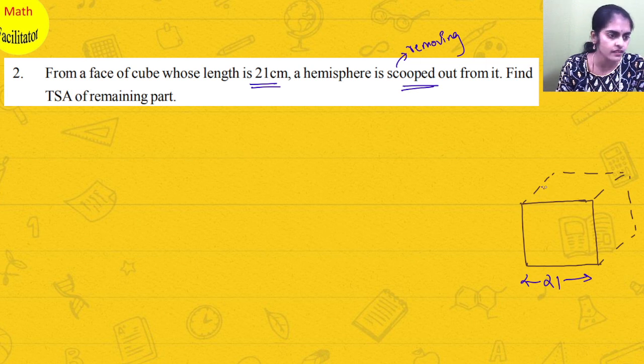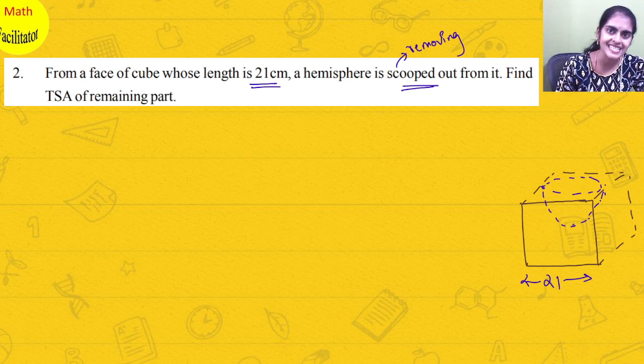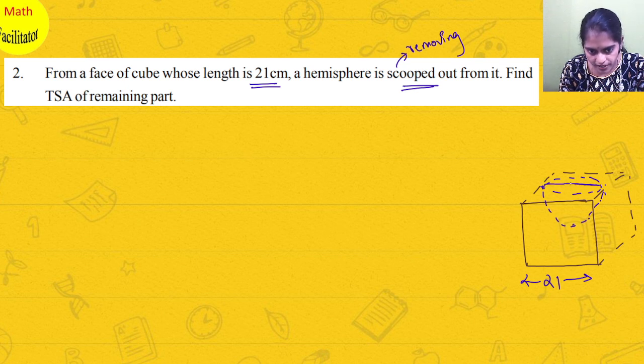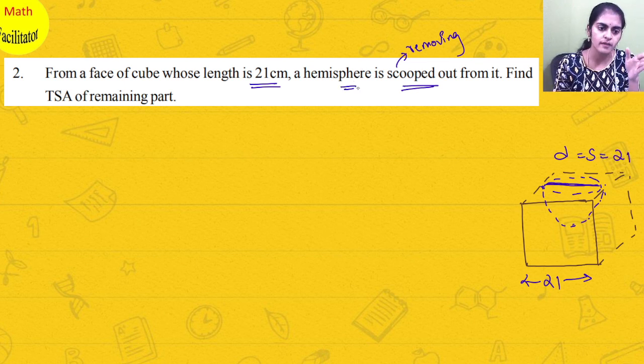So hemisphere, see here, hemisphere radius is not given to you. From a face of a cube whose length is 21, a hemisphere is scooped out from it. So there is no measurement of the hemisphere given to you. So then what will you take? You will take the biggest hemisphere which you can scoop out, which means the total diameter of the hemisphere will be equal to the side of the cube. Did you all understand? Here radius of hemisphere is not given to you. So when it is not given, what will you do? You will take the total.